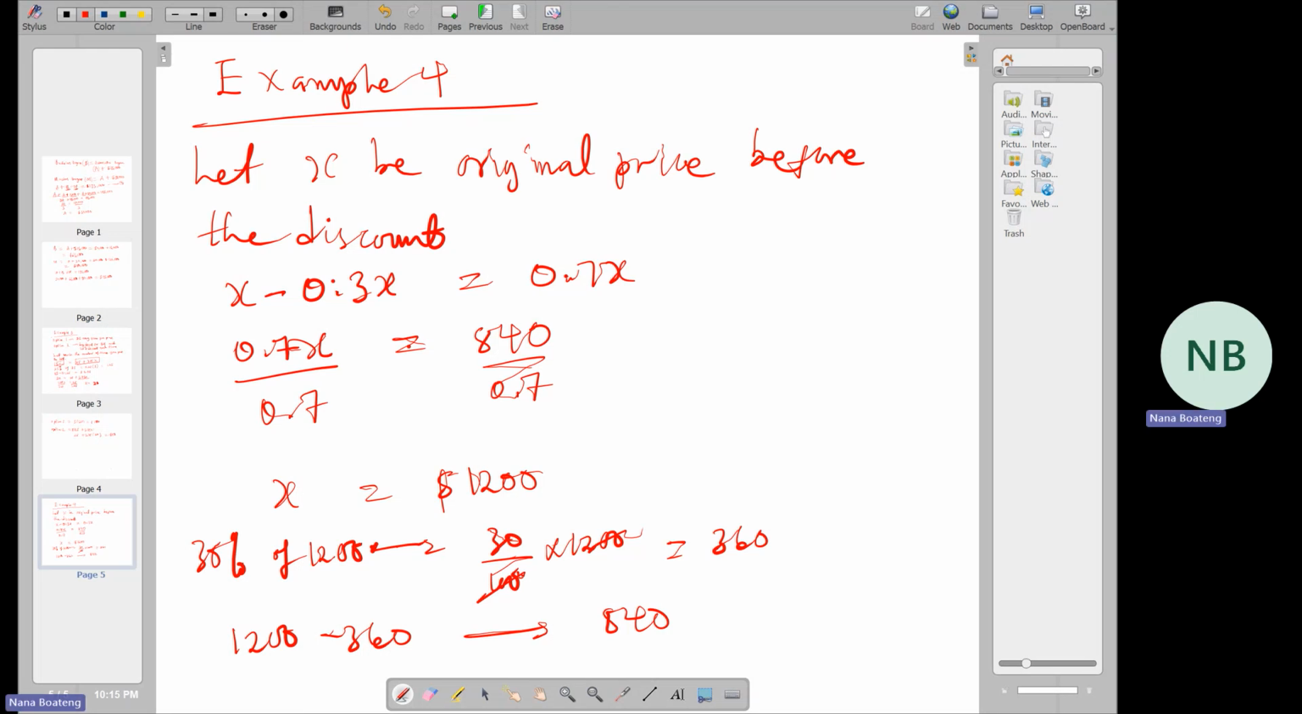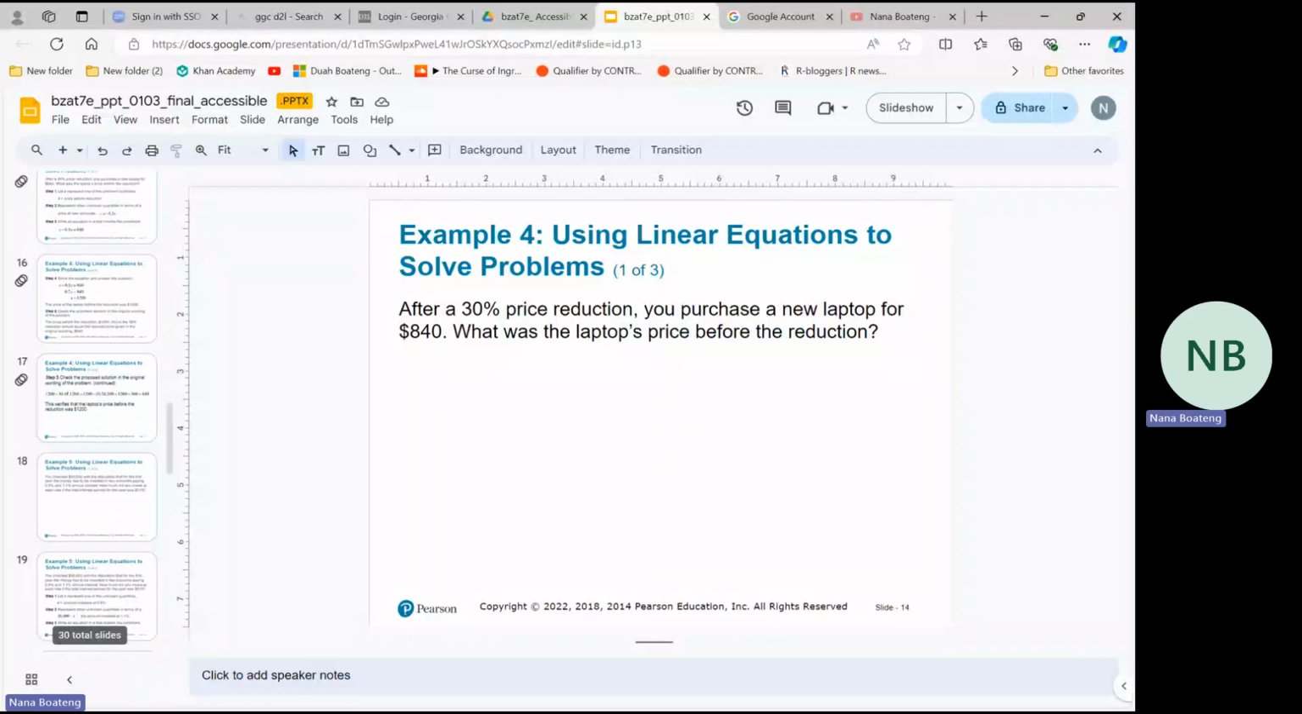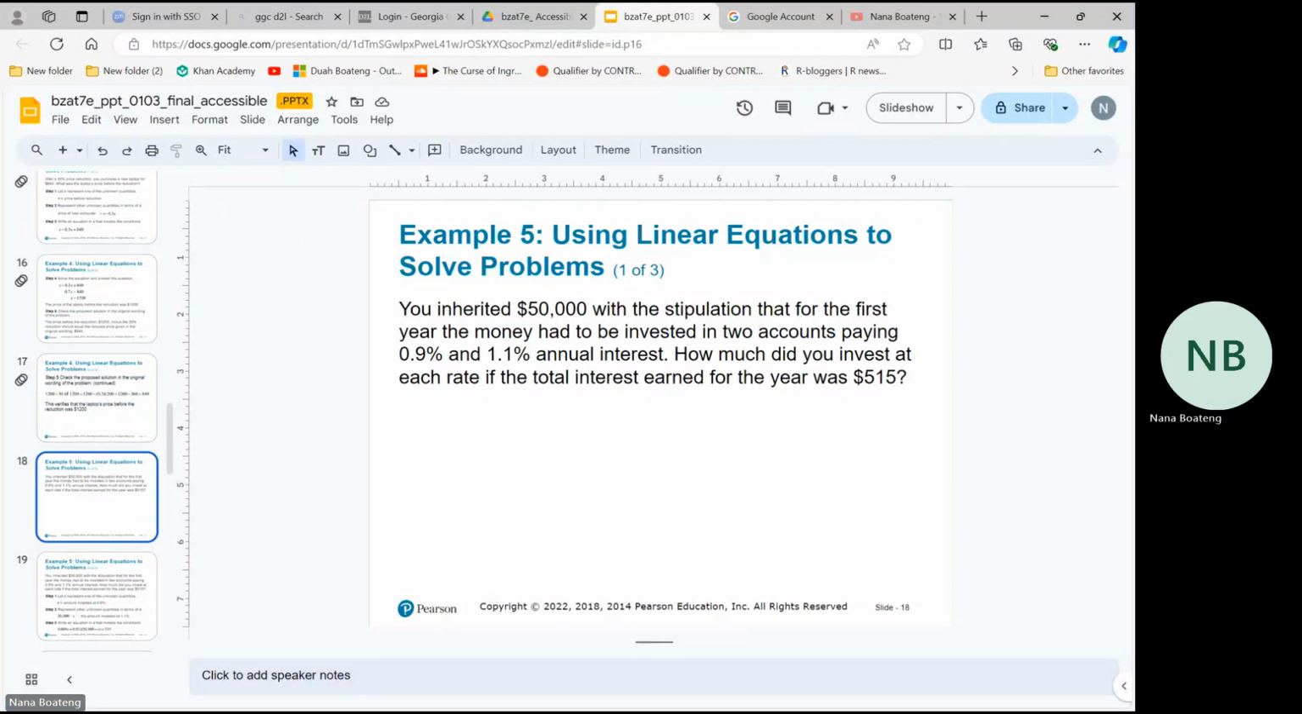All right, so let's move on. Let me stop share, and let me share my slide back again, and let's go to the next example. So example 5 is also an application problem where we have to try to figure out the answer.